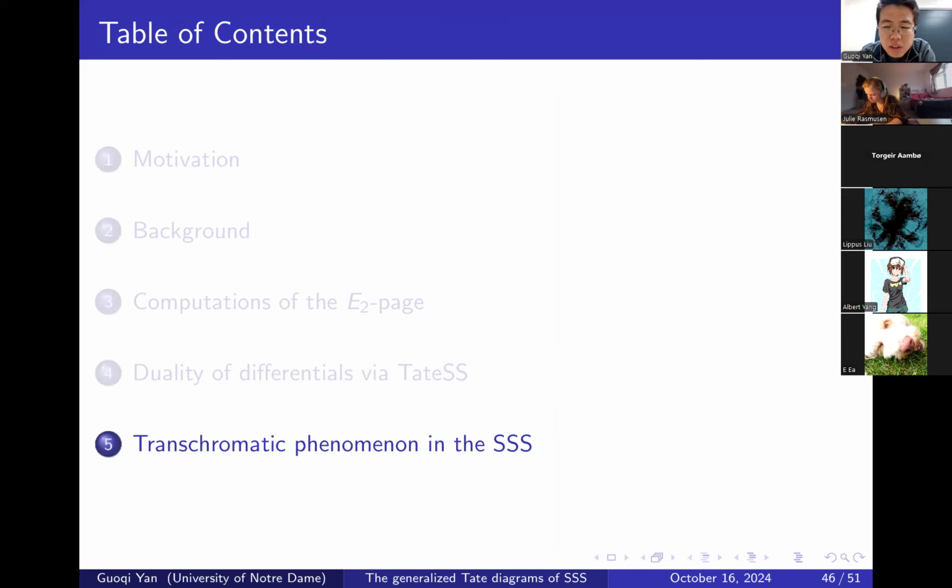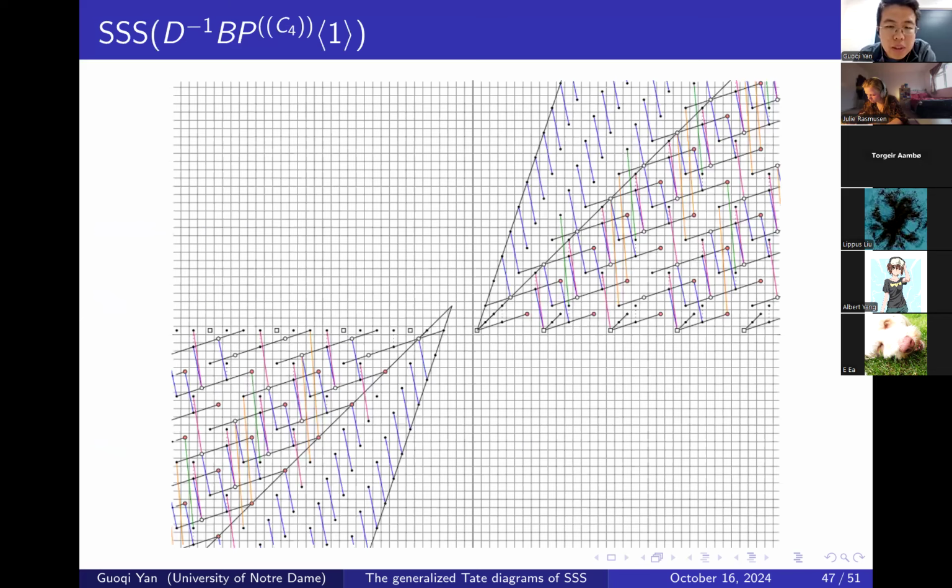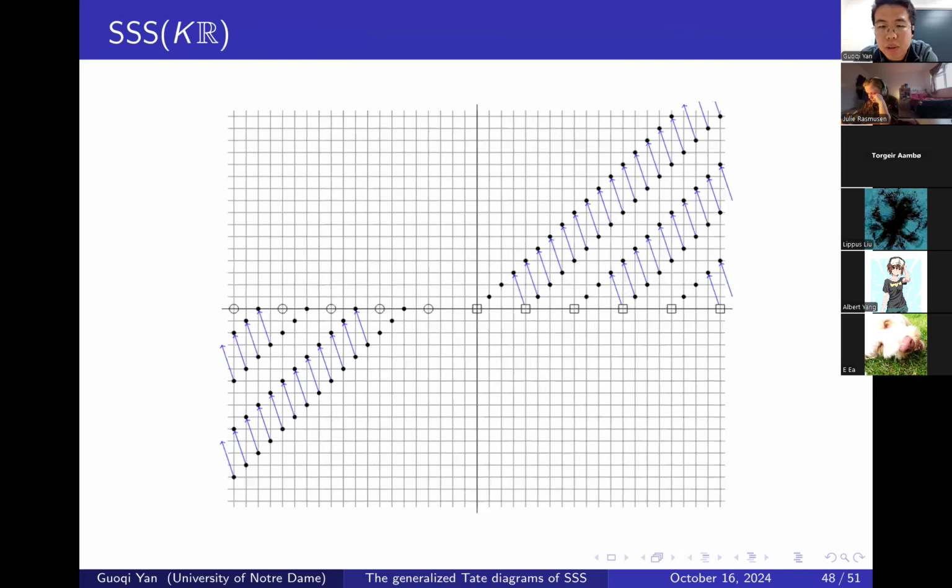So now there are also some transchromatic phenomena in the slice spectral sequence. We can see from the picture that, either in the positive or in the negative cone, the spectral sequence is divided into two regions by the diagonal line. Above the diagonal line, everything is very nice and simple, and below this diagonal line is a more complicated world. And this is a transchromatic phenomenon in the slice spectral sequence.